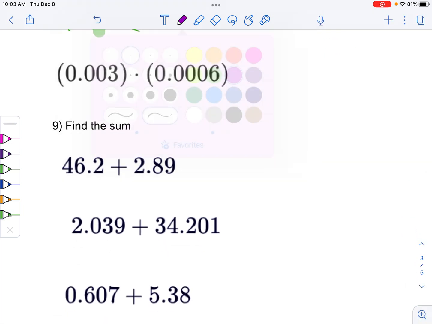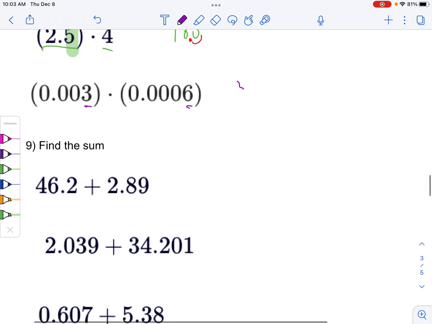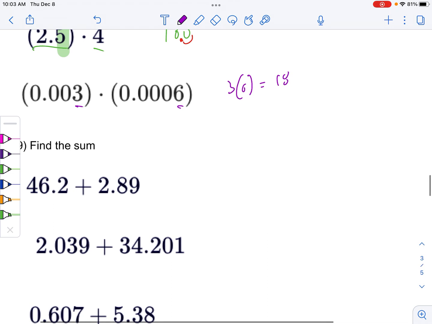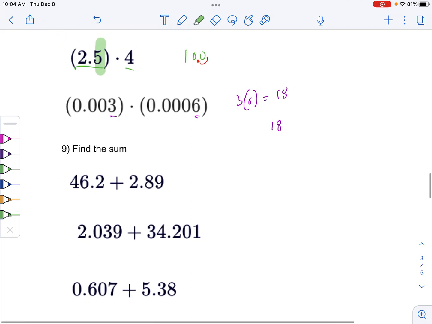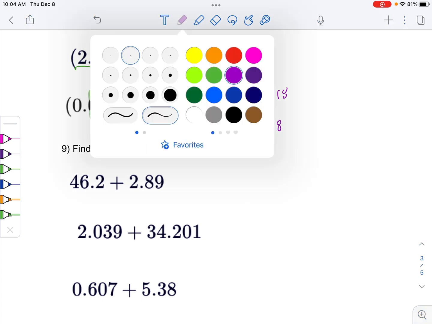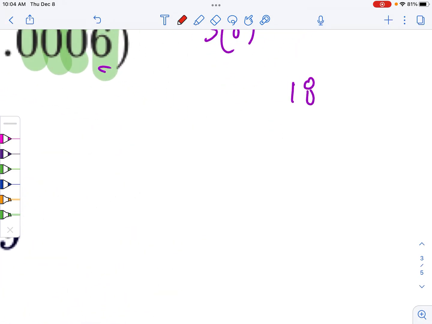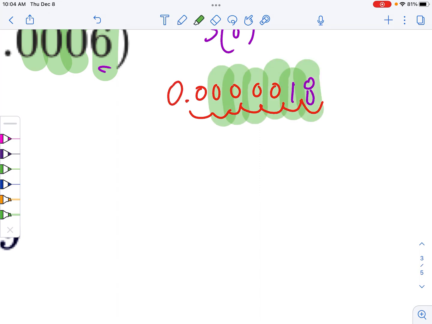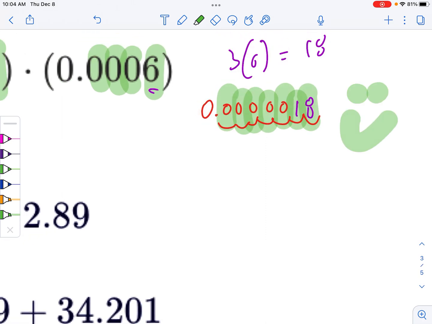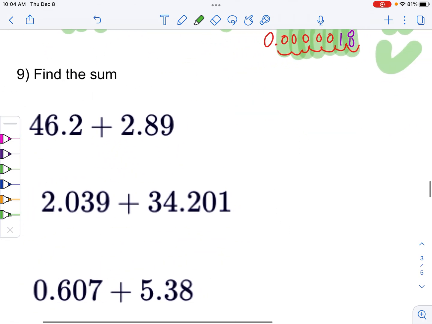Holy beans, look at this one right here. I've got 3 times 6. So 3 times 6 is 18, right? Yeah, 18. But I got a whole lot of decimal places to go here. So I've got 18, and let's count these decimal places. 1, 2, 3, 4, 5, 6, 7. I have to go 7 places. So hang on to your socks. Here we go. 1, 2, 3, 4, 5, 6, 7. I'm going to check that again. 1, 2, 3, 4, 5, 6, 7. There it is. Ding! There's my answer. Nicely done. You got this.